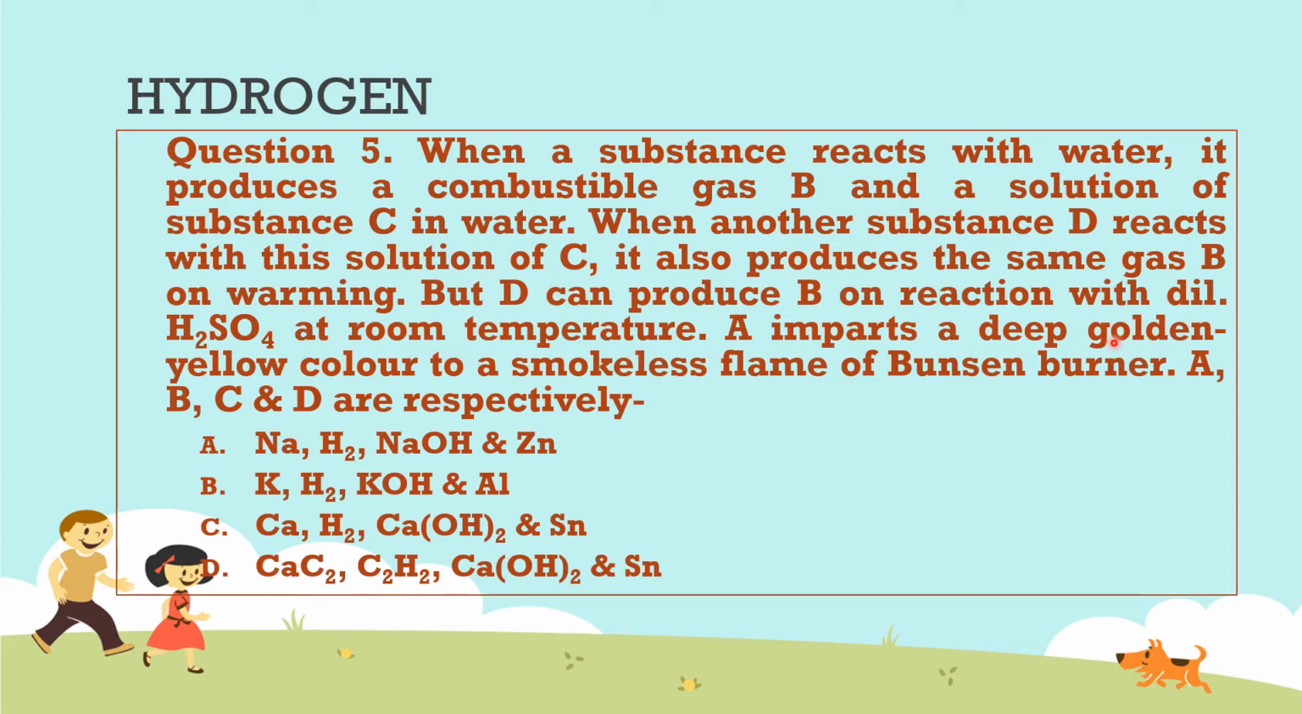A imparts a deep golden yellow color to a smokeless flame of a Bunsen burner. A, B, C, D are respectively, and the choices are given to you. So again, you can pause the lecture over here. First of all, try your question answer, and then we will be looking at the solution.